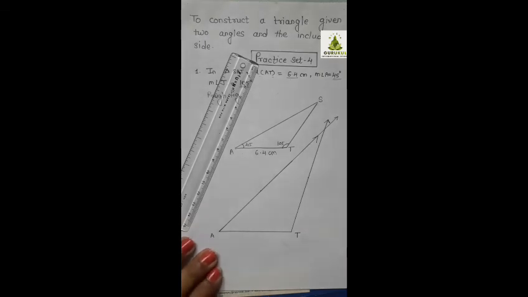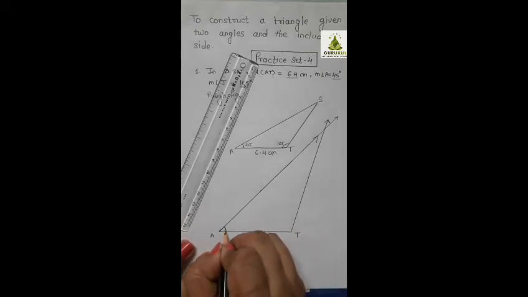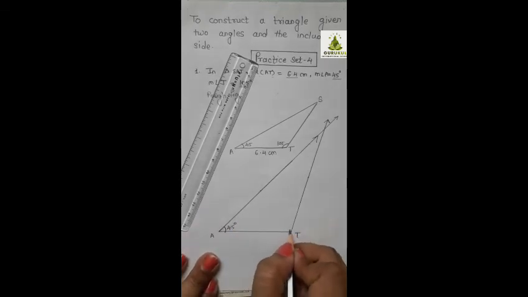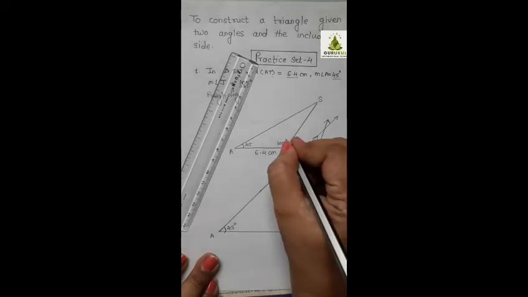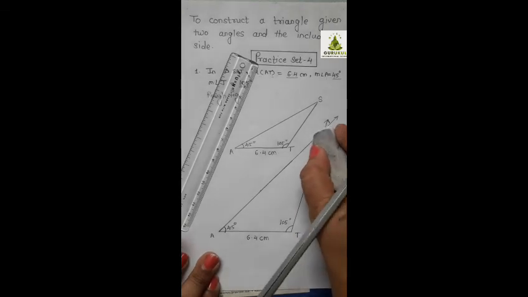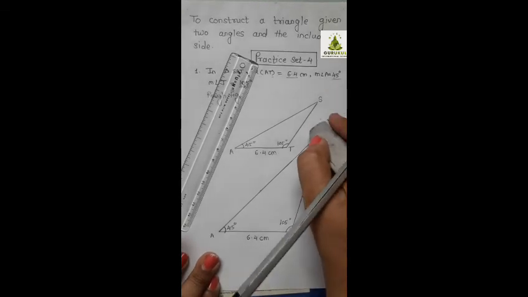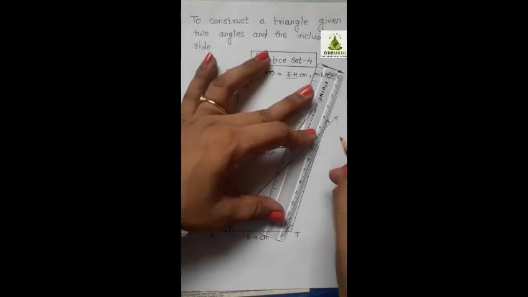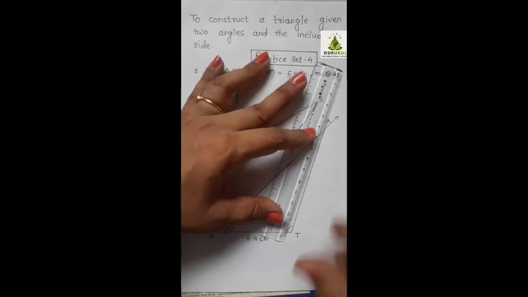Okay. So this angle will be your 45 degrees. This will be your 105 degrees. And base is 6.4 centimeters. Okay. Now these arrows, even if you rub them, it's okay, or even if they are visible, it will not affect your construction. You will not lose marks for them.